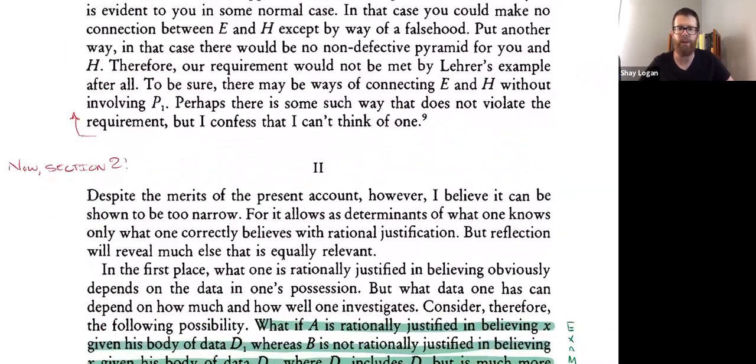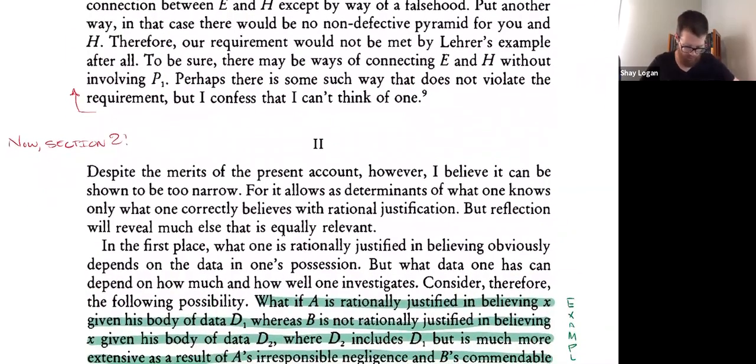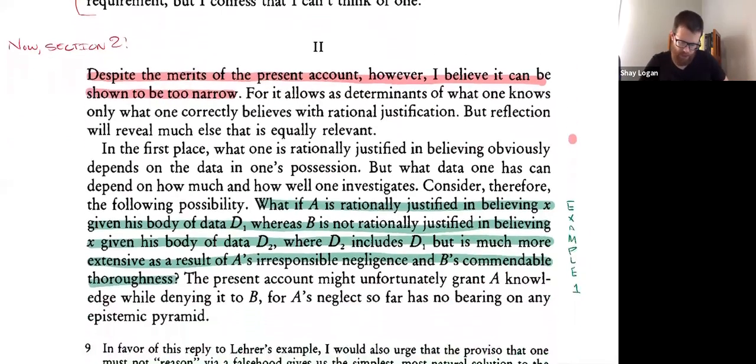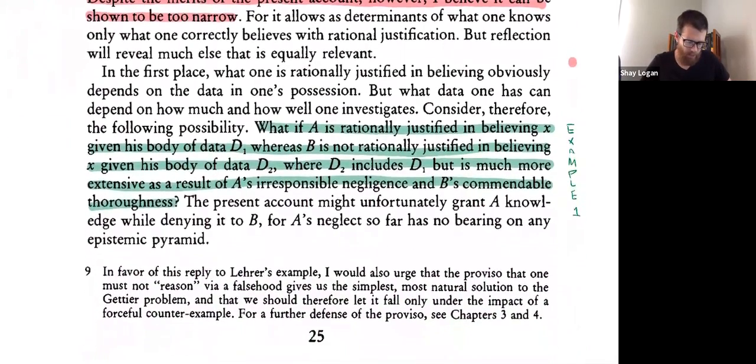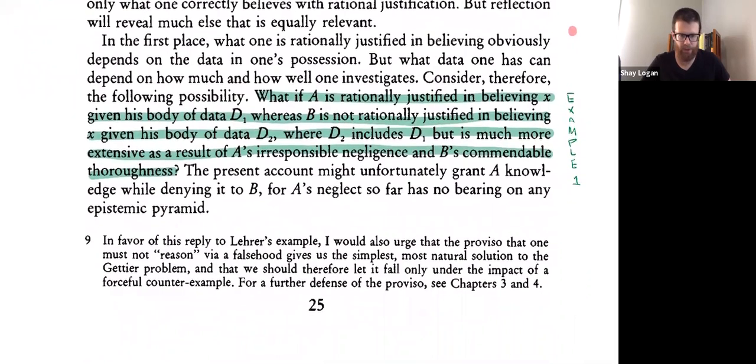And the first thing that Sosa does in section 2 is say, despite the merits of the present account, I believe it can be shown to be too narrow. So immediately after convincing us that what we got on hand is a shiny, new, exciting theory of knowledge, Sosa goes on to show that there are problems with it. And all I want to do in this video is walk you through the 3 types of problems he shows. So the first thing he does is give us this example where the theory gets things wrong.